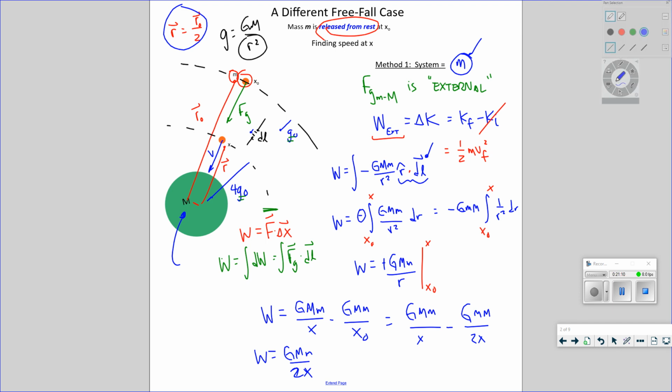Now that equals, remember, that work done equals the change in kinetic energy of this object. We said the object starts at rest, so K initial is gone. All right, so we can set this equal to 1/2 little m v squared. We get a 1/2 on both sides, a little m on both sides, and we get our expression for v, which is the square root of G M over x. Fair enough?